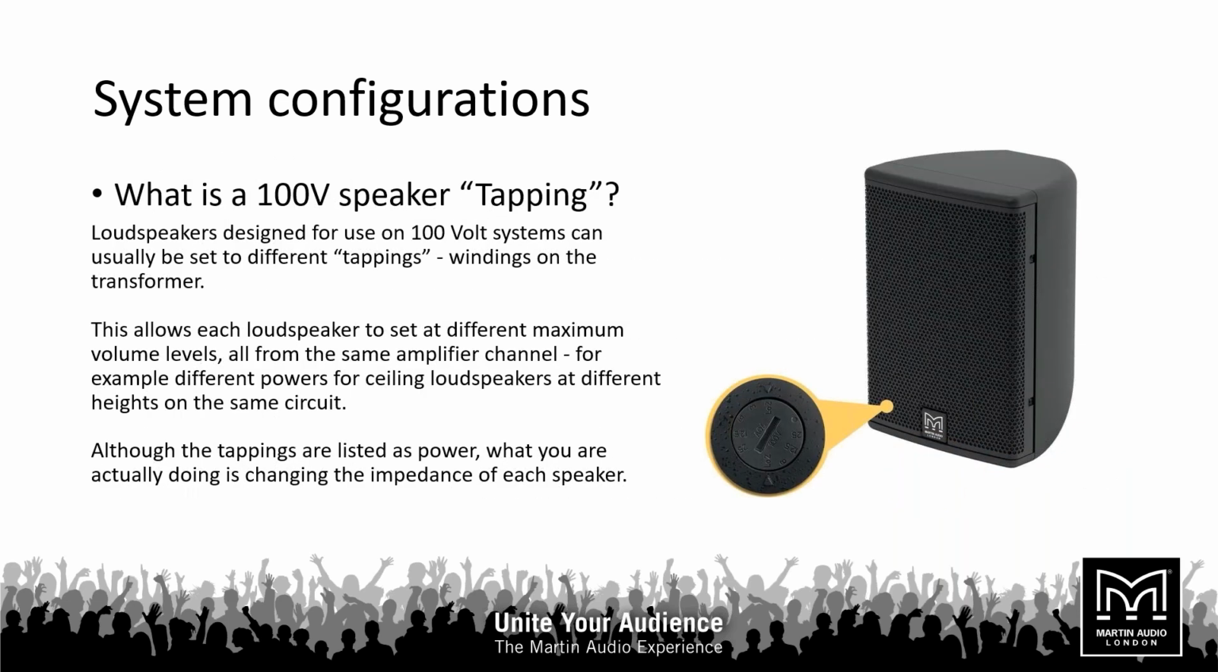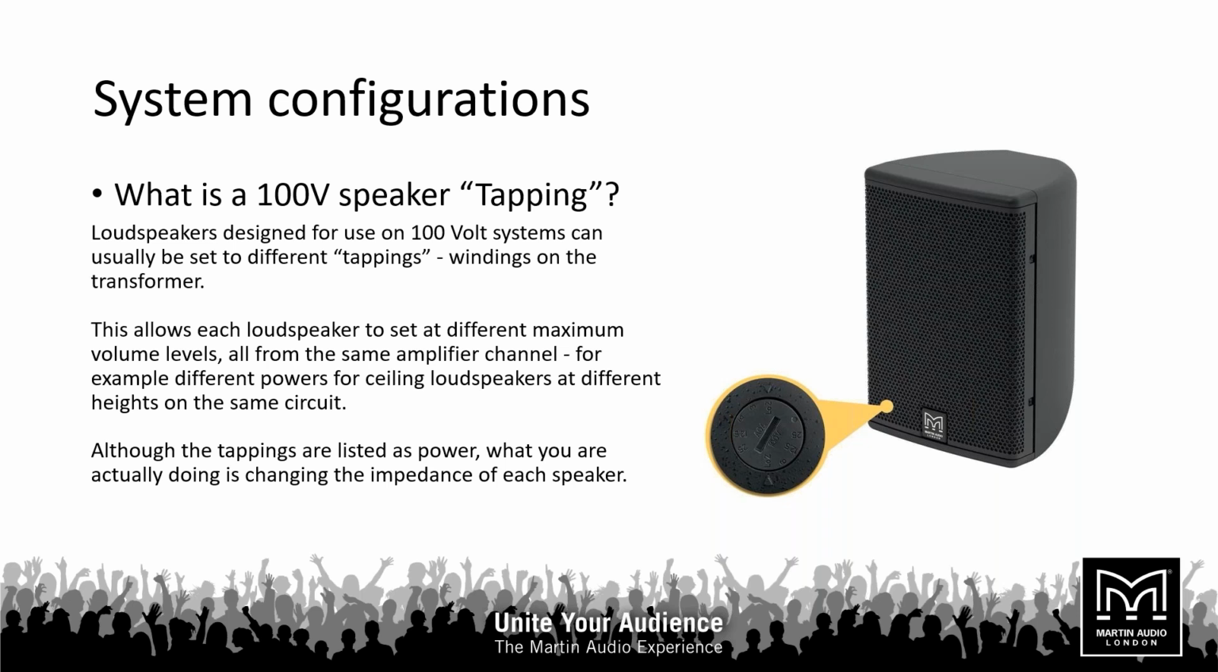So what do we mean by tapping? Basically, this is changing the impedance of the loudspeaker, which basically dictates how much power you are allowing that loudspeaker to receive. So if we send 100 volts down the line, it's going to hit every single loudspeaker at the same amount, but we can vary that loudspeaker's impedance or that load, and therefore it's going to receive a different amount of energy depending on the resistance that we have chosen.